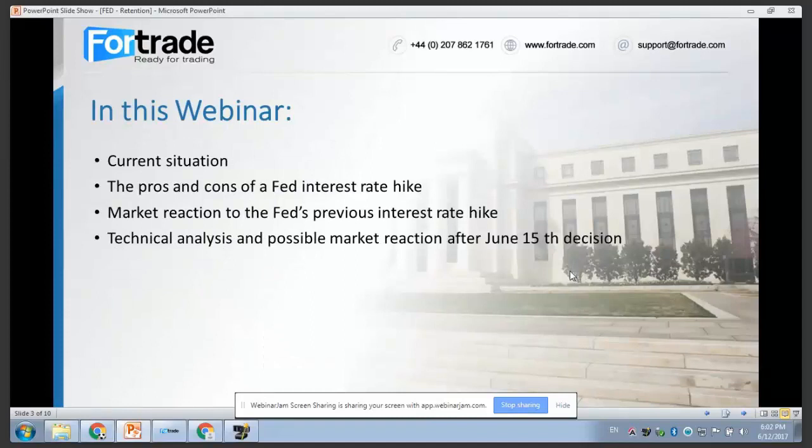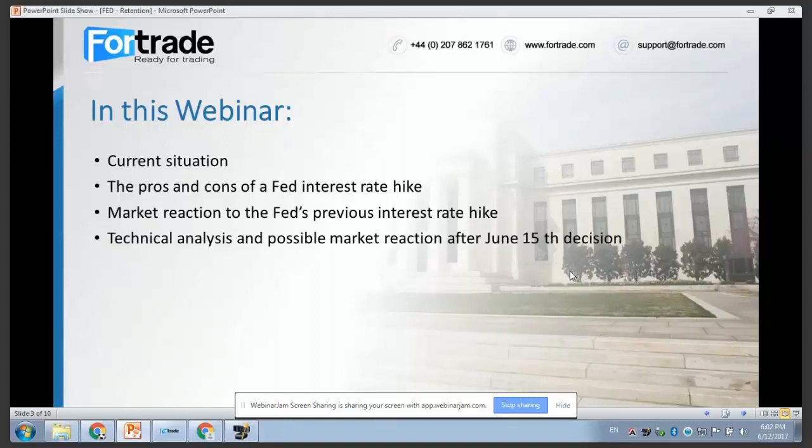The main topics in this webinar will be the current situation. We'll discuss a little bit about the current economic situation in the United States, and also we'll speak about some macroeconomic measures that are directly connected to the monetary policy of the Federal Reserve. These are the measures that Federal Reserve officials take into consideration when they are discussing and deciding to increase the interest rate or to remain with the current interest rate. After that, we'll speak about facts that are pro and contra an interest rate increase decision by the Federal Reserve.